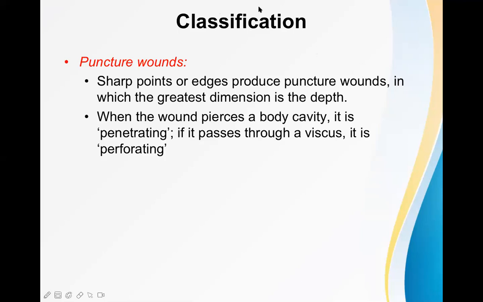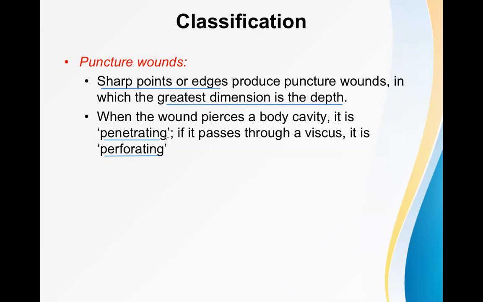Now let's talk about it. Puncture wounds are caused by sharp points or edges, in which the greatest dimension is the depth now, because it is going deeper. And there are two types. One is called penetrating, another is called perforating. Now let's distinguish between them. When the wound pierces a body cavity, it is called penetrating, like a knife injury which has entered into the peritoneal cavity. This is penetrating injury.